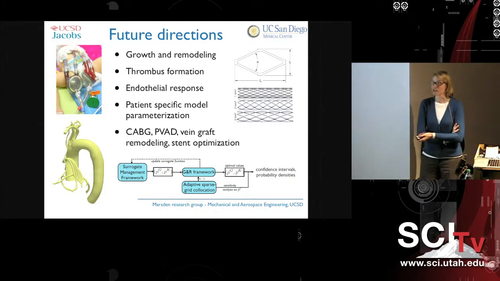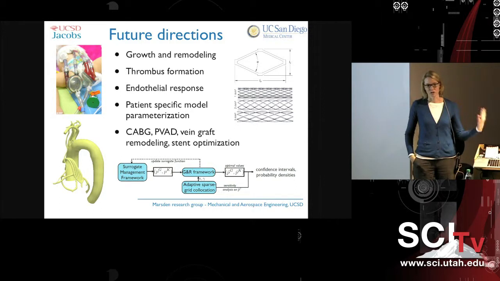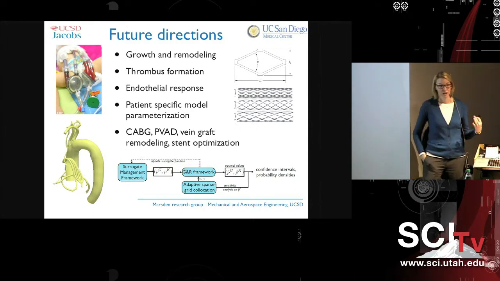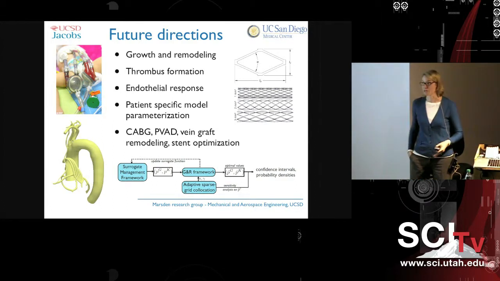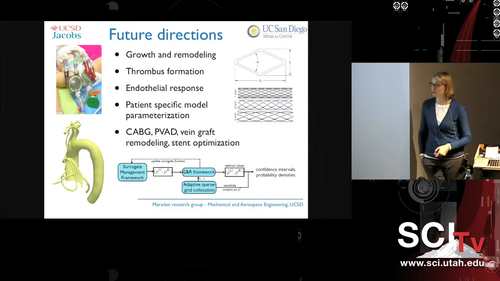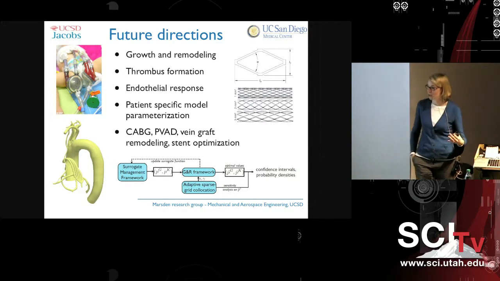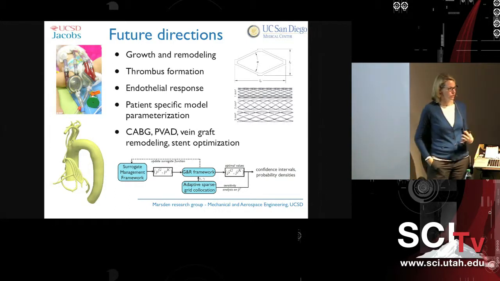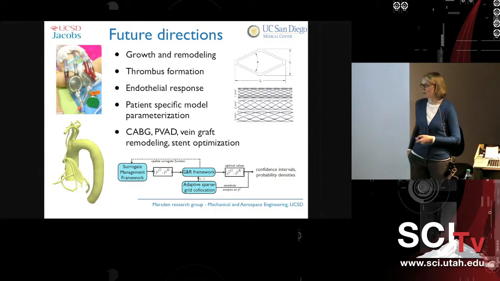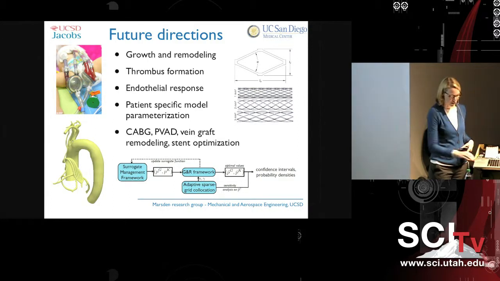A couple of future directions that I think the field is moving towards: things like incorporating growth and remodeling, incorporating more detailed models of thrombus formation, looking at endothelial response. We're particularly interested in how to do patient-specific model parameterization so we can do optimization directly on the patient-specific models. And then looking at coronary bypass grafting, vein graft remodeling, optimization of devices, things like that.